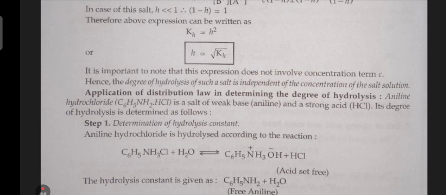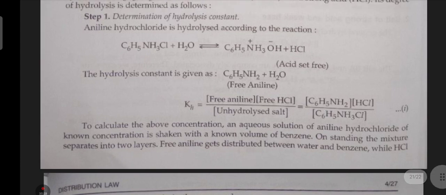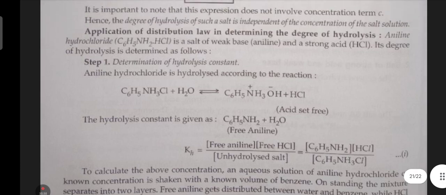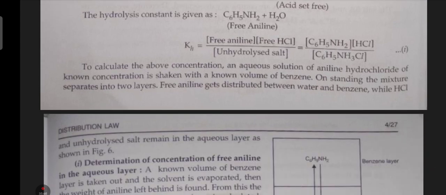Aniline hydrochloride is a salt of the weak base aniline and the strong acid HCl. Its degree of hydrolysis is determined when aniline hydrochloride reacts with water to form its ions. The value of KH is equal to the concentration of C6H5NH2 and the concentration of HCl upon the concentration of unhydrolyzed salt.